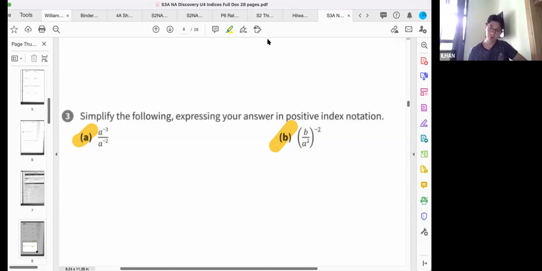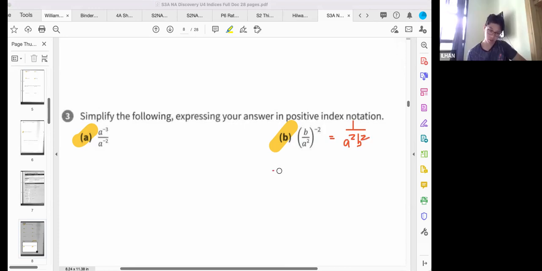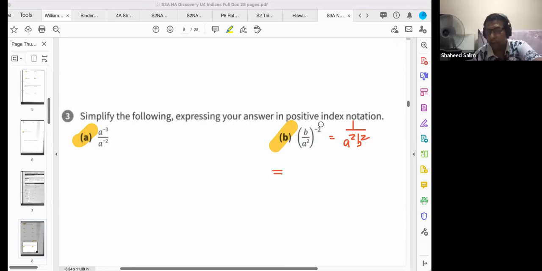A square, B square. So your answer is 1 over A square B square. Is it correct? Okay, so watch step by step how I do it. I want to remove the minus here because they want positive. Immediately I do a flip. This one now becomes to the power of 2.